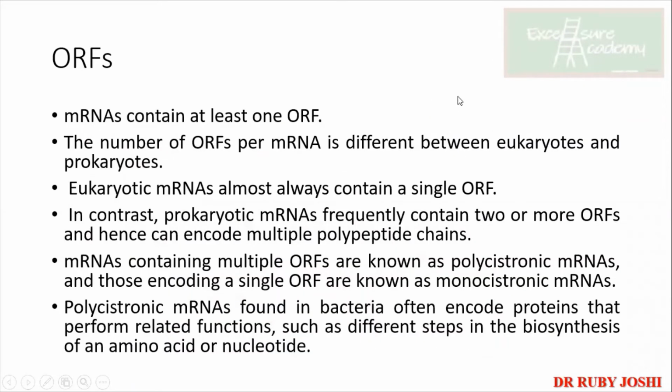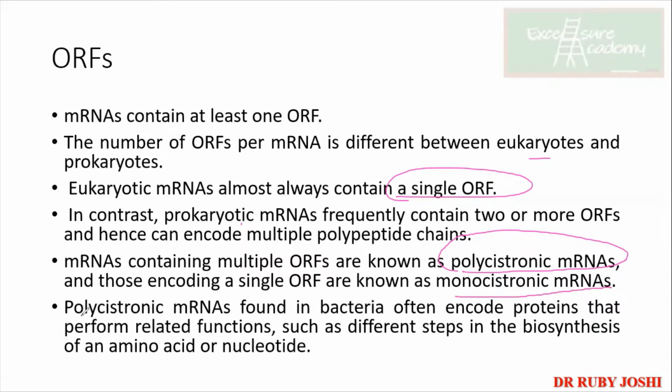Okay. Now ORFs. So mRNAs contain at least one ORF. Now, in the case of bacteria, you can have multiple also. So the number of ORFs per mRNA is different between the eukaryotes and the prokaryotes. Eukaryotes always contain a single ORF, whereas in the case of prokaryotes, you can have multiple. And those are known as polycistronic mRNAs. So we'll see their translation. There's a little difference in how the prokaryotes and the eukaryotes carry out the translation. And if you have got only a single ORF, then it is your monocistronic mRNA.